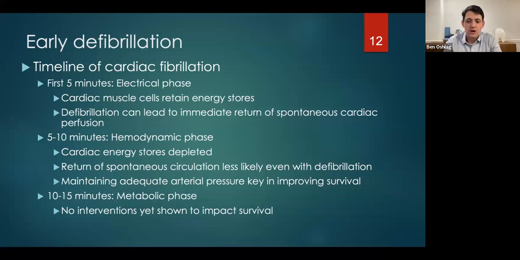One thing you can do to prolong the amount of time that you have to get that defibrillation is maintaining adequate arterial pressure in your coronary arteries. And the way you do that is effective CPR. After 10 minutes, you're in what we call the metabolic phase. And there are no interventions that have yet been shown to impact survival at that point. 10 minutes.